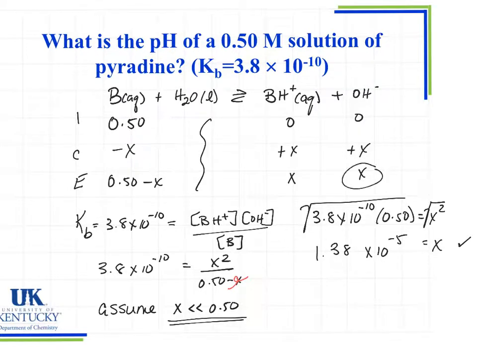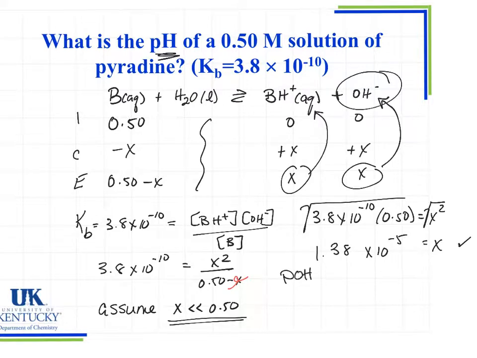All right, now let's think about what x is. If we look up here, we see that x is the OH minus concentration. Of course, it's also the BH plus concentration, but what I'm trying to find is pH. If I'm trying to find pH, it is the OH minus concentration that I need to know. So let's take that x and first get the pOH by taking the negative log. This is going to give me a pOH value of 4.86.